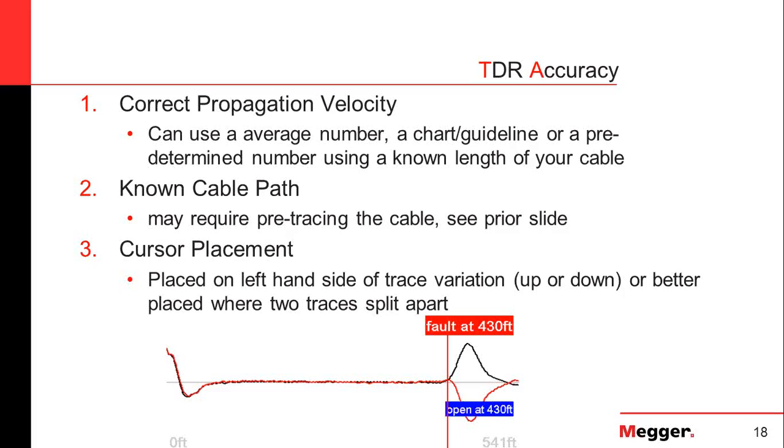The most accurate way would be to take a known length of your cable and, using a TDR, match your TDR measurement to that known length, and that would give you the exact propagation for that specific cable. Then when you're out there working with it in the field, you need to know your cable path. You might need to prelocate or pre-trace the cable. And then when you actually adjust your radar, when you're sliding those markers back and forth, basically you place the marker on the point of interest on the left-hand side, right where the trace varies up or down, or better, place it right where two traces split apart.